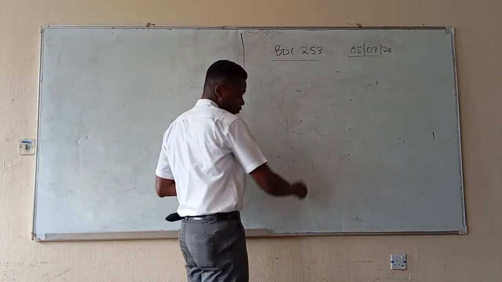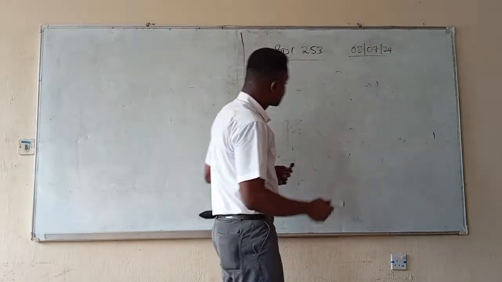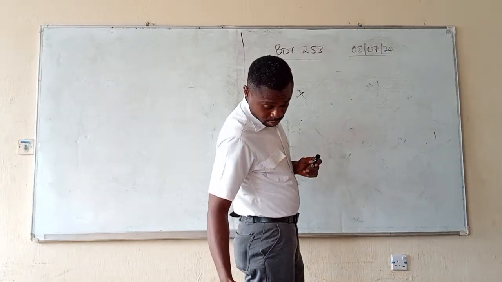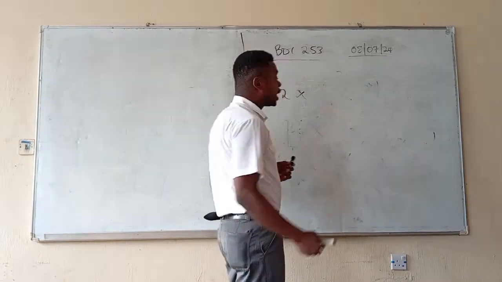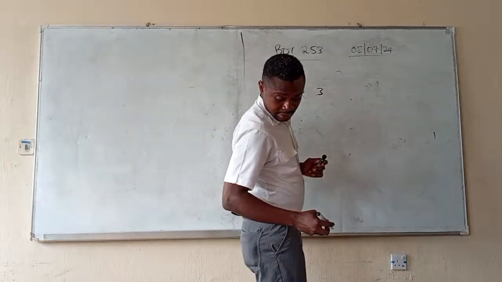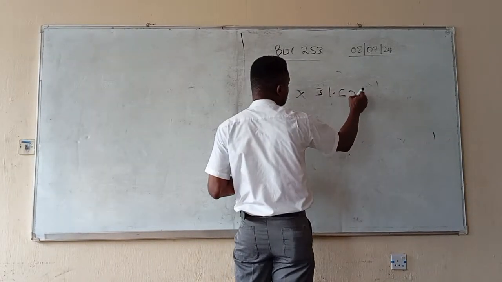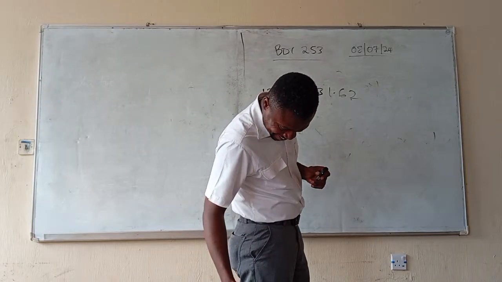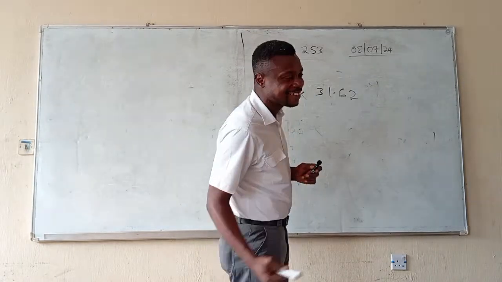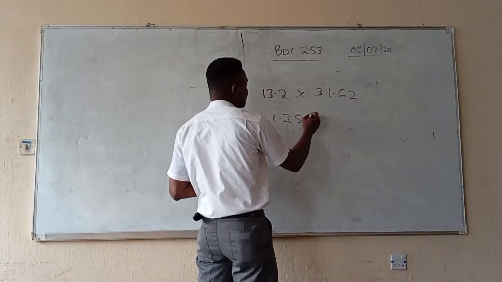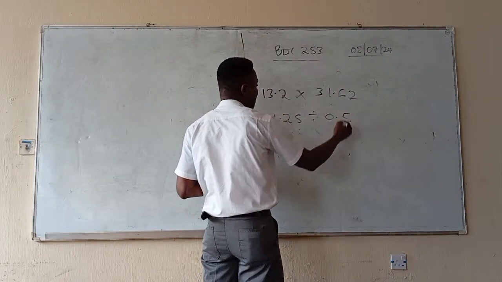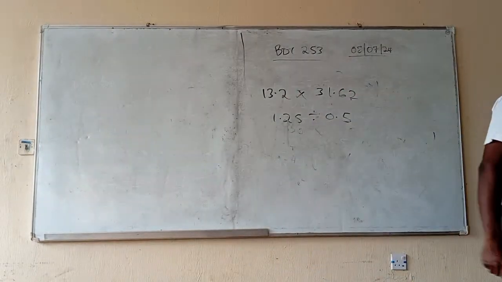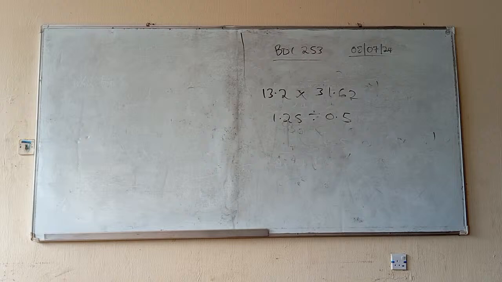So let me get a question here. 13.2 times 31.62 without punching your calculator. And 1.25 divided by 0.5 without punching your calculator. Who can do that for us? Come out and tell us what you did.